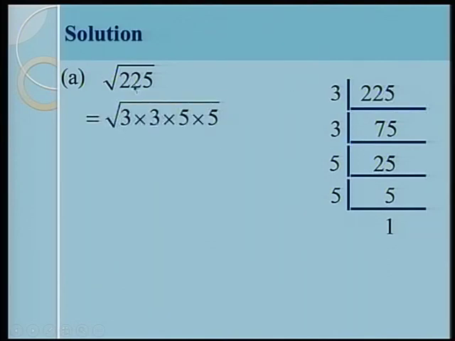The factors of 225 are 3 times 3 times 5 times 5. We can write square root of 225 as square root of 3 times 3 multiplied by 5 times 5, where we have a pair of 3 and a pair of 5. We choose only 1 3 and 1 5. The answer will be 15, the product of 3 and 5.